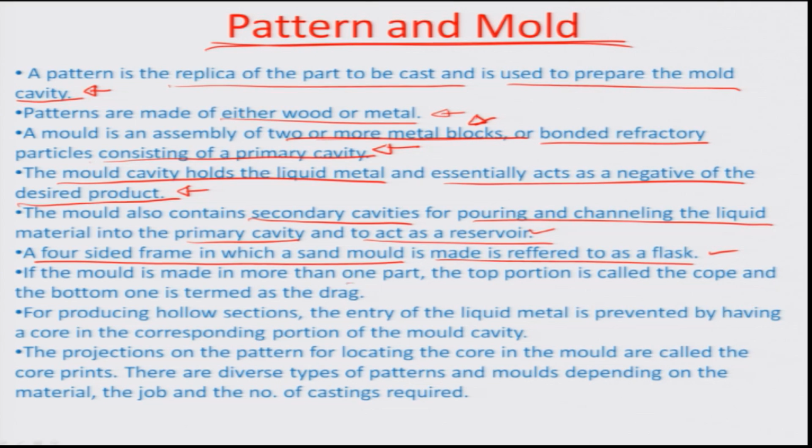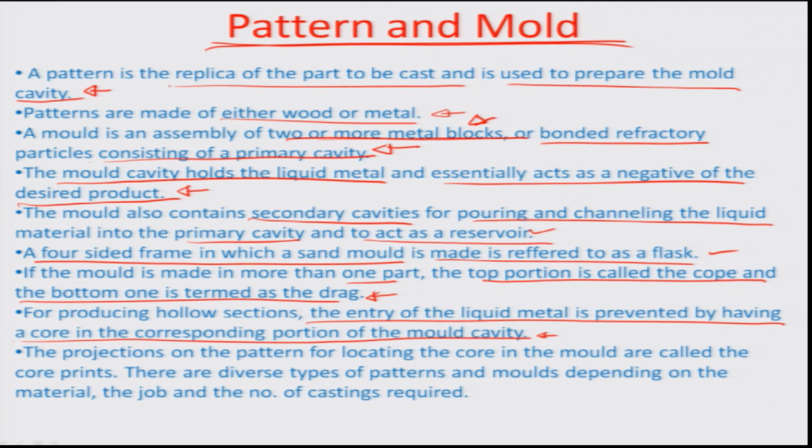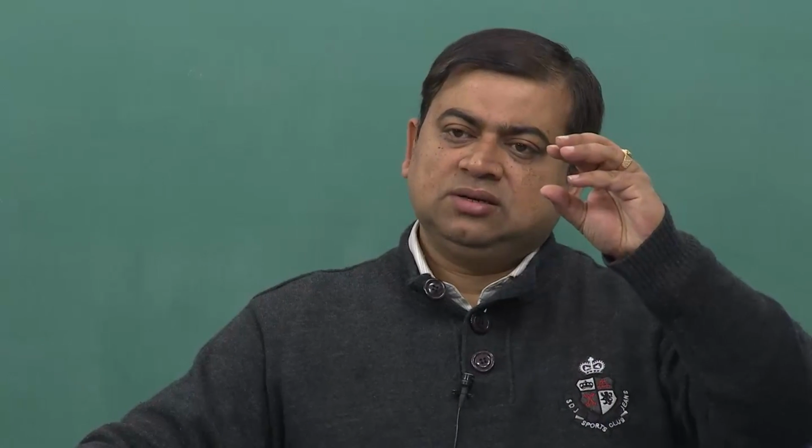So, the mold is made of more than one part. The top portion is called the cope and the bottom one is termed as the drag, as I think I had already told you. And for production of hollow sections, the entry of the liquid metal is prevented by having a core in the corresponding portion of the mold cavity. So, supposing you wanted to make a hollow object. Obviously, you would like that the metal does not go into that part of the mold where there needs to be a hollow. So, you have to have something called a core, and for supporting them you need some things which are like legs, where the core can be standing on, which are known as core prints, which are within the mold. So, you have a small central core and some legs to hold that core in place.